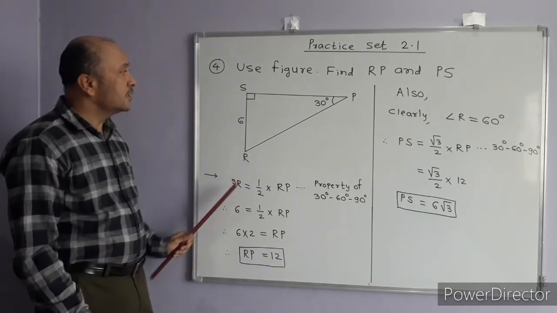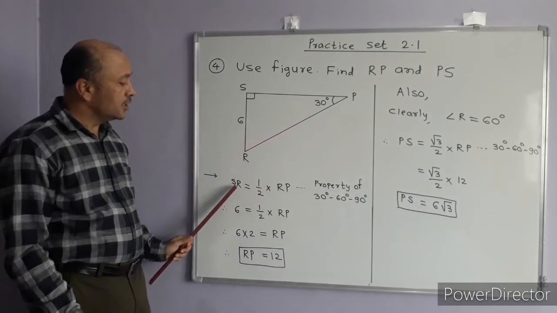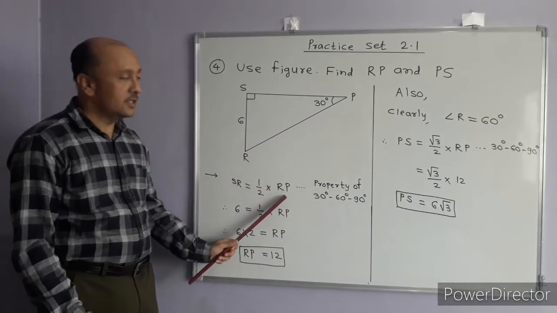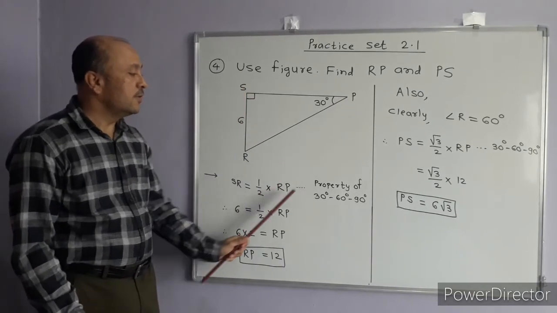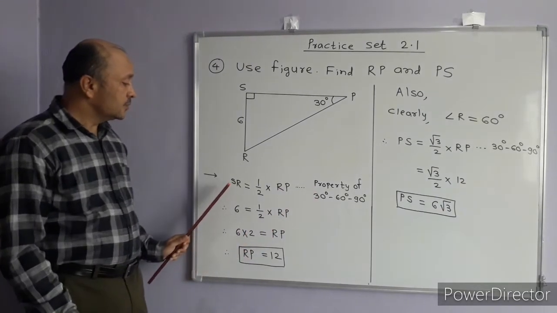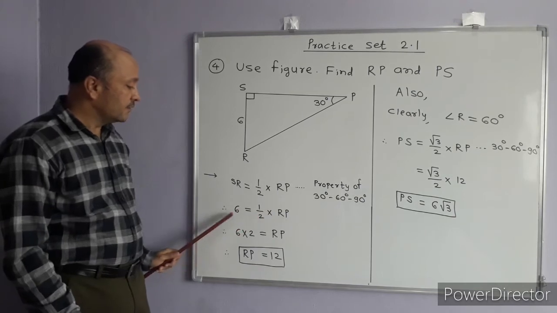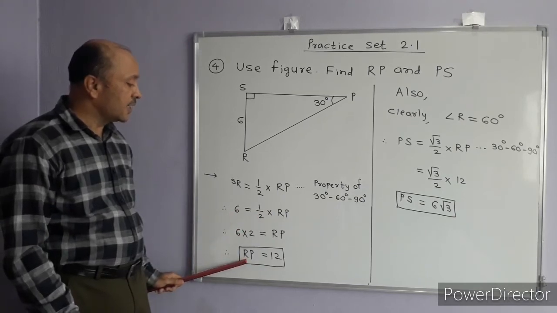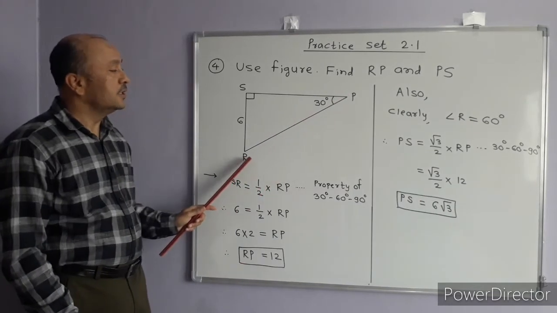So SR is equal to what? The side opposite to 30 degree is half of the hypotenuse. So SR is equal to half of RP. That is the statement of the 30, 60, 90 degree triangle property. Then just put down the values. SR is 6, half of RP. Then 2 will come here and we'll get the value of RP. RP is equal to 12. So we got the value of RP is 12.